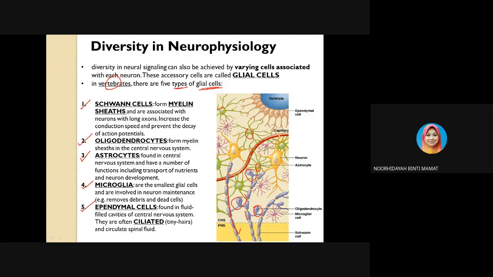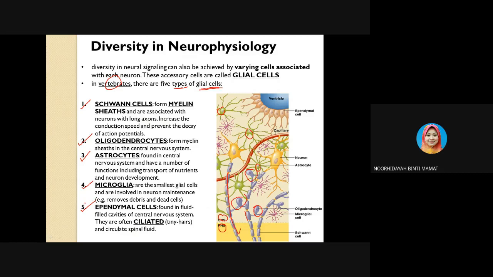Okay, so the astrocyte is found in the central nervous system, still in the CNS. The astrocyte is found in the CNS and has a number of functions, including the transport of nutrients and neuron development. So this is the function of astrocyte.